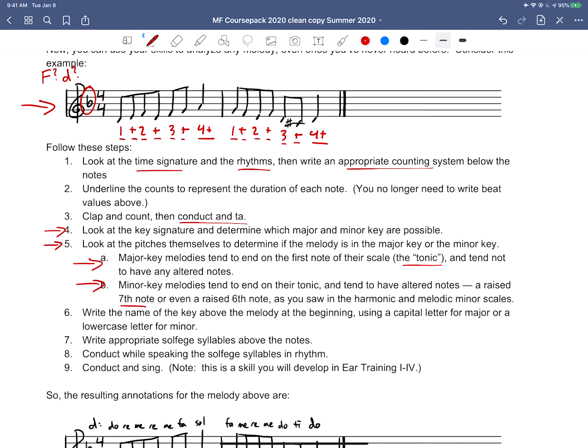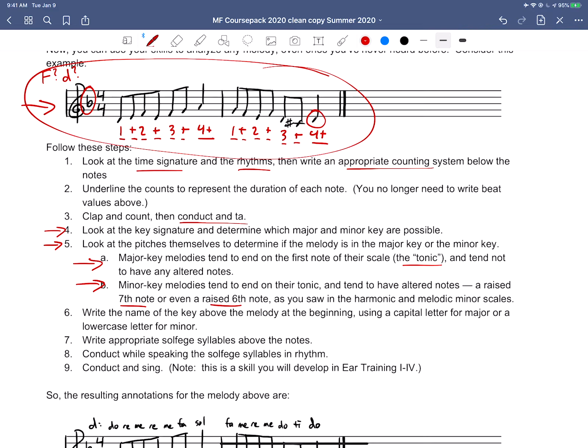You might remember that from both the melodic minor scale, ascending, and the harmonic minor scale. Sometimes they might even have a raised sixth note. So if we were expecting D minor, we could predict that it would end on D and perhaps have a raised seventh note. The raised seventh note in the scale of D minor is going to be C sharp. So which of those two scenarios best fits our melody up here?